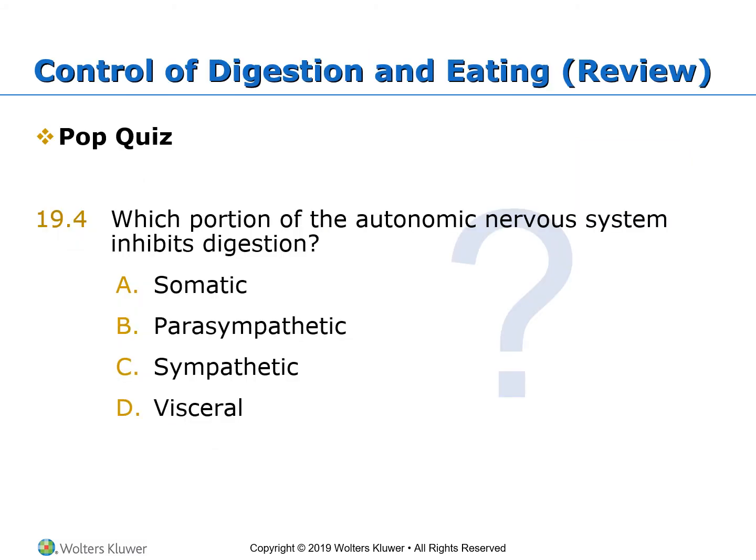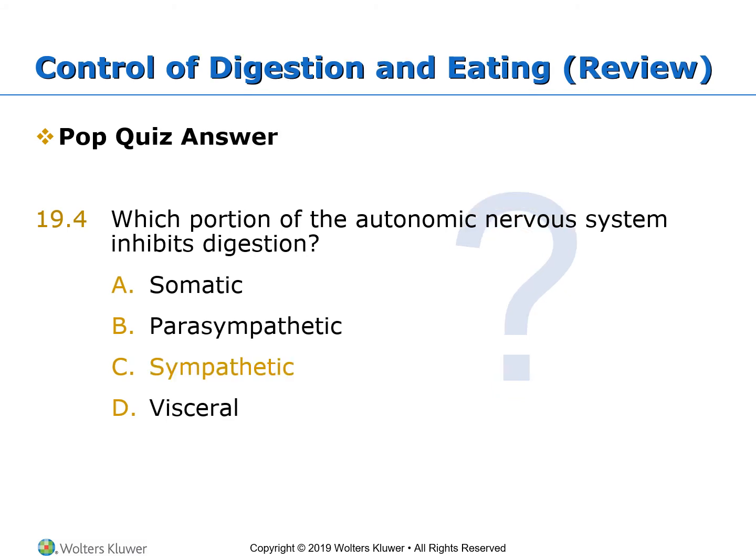Which portion of the autonomic nervous system inhibits digestion? A. Somatic. B. Parasympathetic. C. Sympathetic. Or D. Visceral. The portion of the autonomic nervous system that inhibits the digestion is the sympathetic nervous system, the one responsible for the fight or flight reactions.